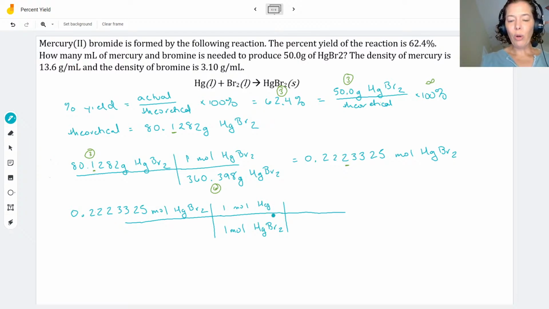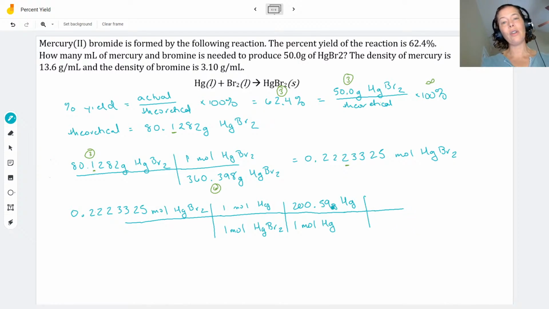So I've got my moles of mercury. Let's first get that to grams of mercury using the molar mass. So let's get this molar mass in, 200.59 grams of mercury. And now let's use the density to convert my grams to milliliters. Again, make sure you're writing your units down because it's very easy to get this flip-flopped. So we are actually dividing by the grams of mercury per 1 milliliter.